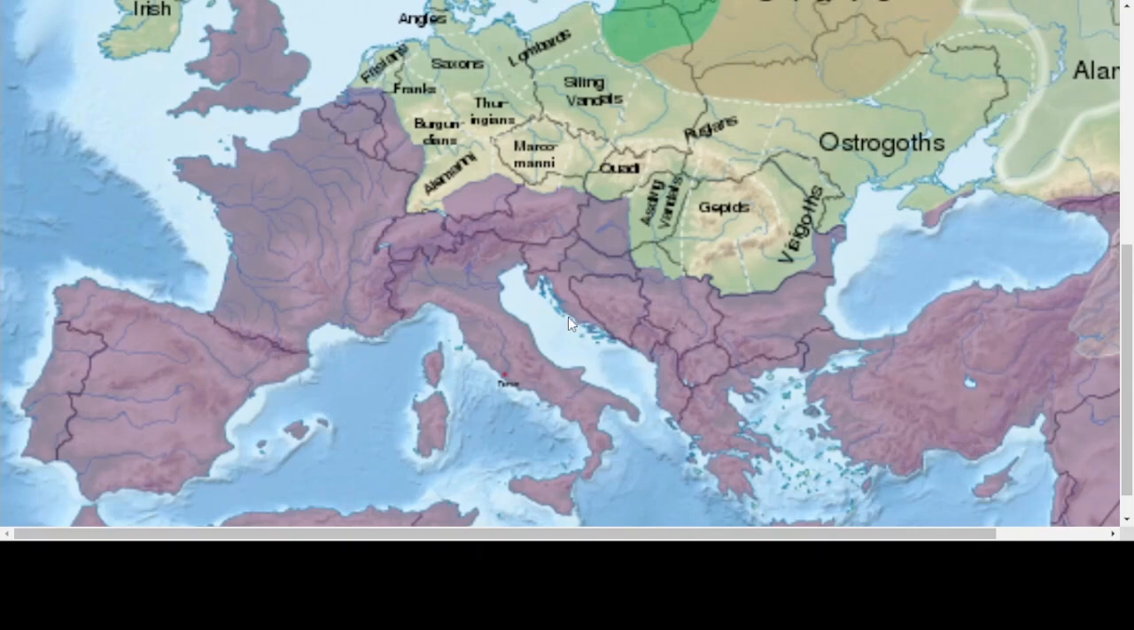Okay, now this map, we're going back in time. This is around 305 AD. So we've gone back around 200 years. Now this is a unified Roman Empire that it's showing us. And then we notice we have the Visigoths and the Ostrogoths in this region.